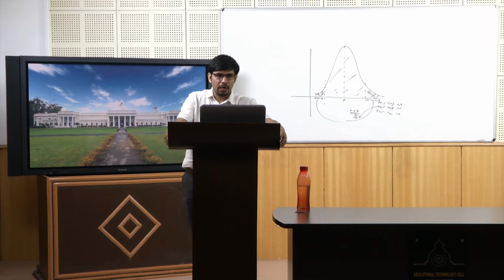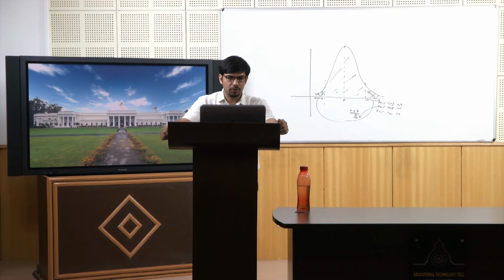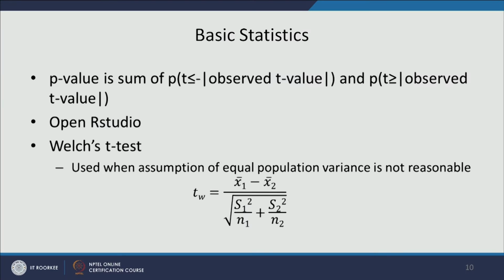Now, another term that you might come across is called the p value. So, the p value is the sum of the probability of t being less than or equal to minus the absolute value of the observed t value, and the probability of t being greater than or equal to the magnitude of the observed t value. So, the summation of these two terms is actually going to be the p value.